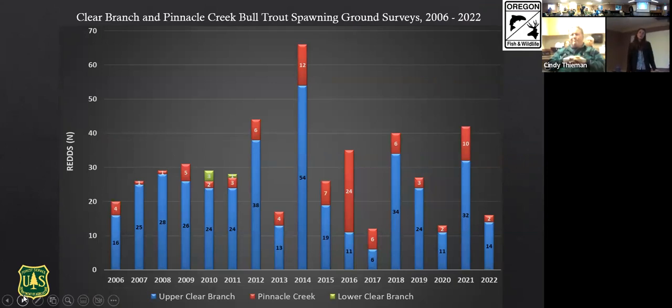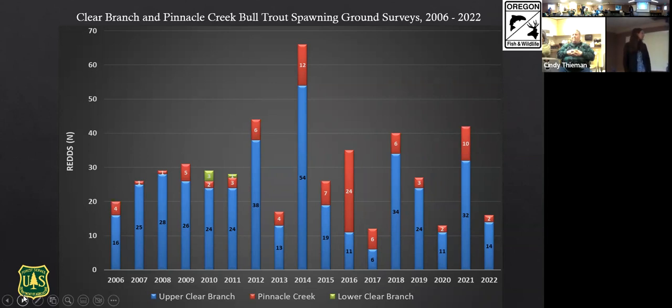And so this presents our red survey data dating back to 2006 and through 2022. The blue bars represent reds observed on Upper Clear Branch. The red represents Pinnacle Creek, and the yellow green represents Lower Clear Branch. So first of all, you can see that really the majority of spawning is occurring above Clear Branch Dam. Very few reds observed below on Lower Clear Branch Creek, even though there are spawning ground surveys that occur there annually.